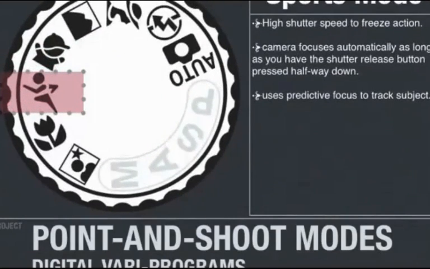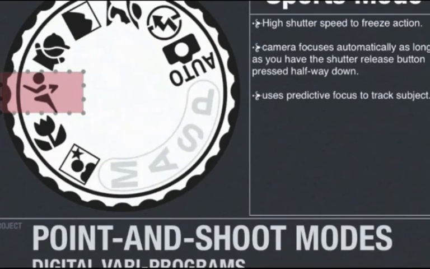Now the next mode we have is called the sports mode. If you've ever taken a picture of a car moving by really fast, and the shutter speed on your camera is slow, like 1/30th of a second or 1/60th of a second, you know that you get a lot of blur. Well, that might be what you're going for, but in sports mode, what you want to do is stop the action cold. So you want the shutter speed to be very fast.